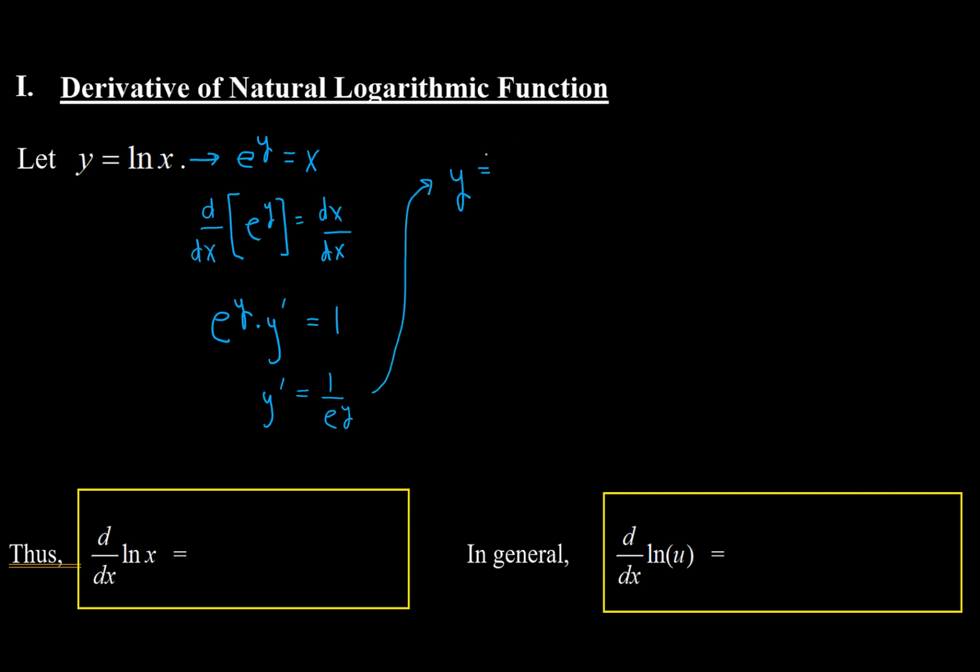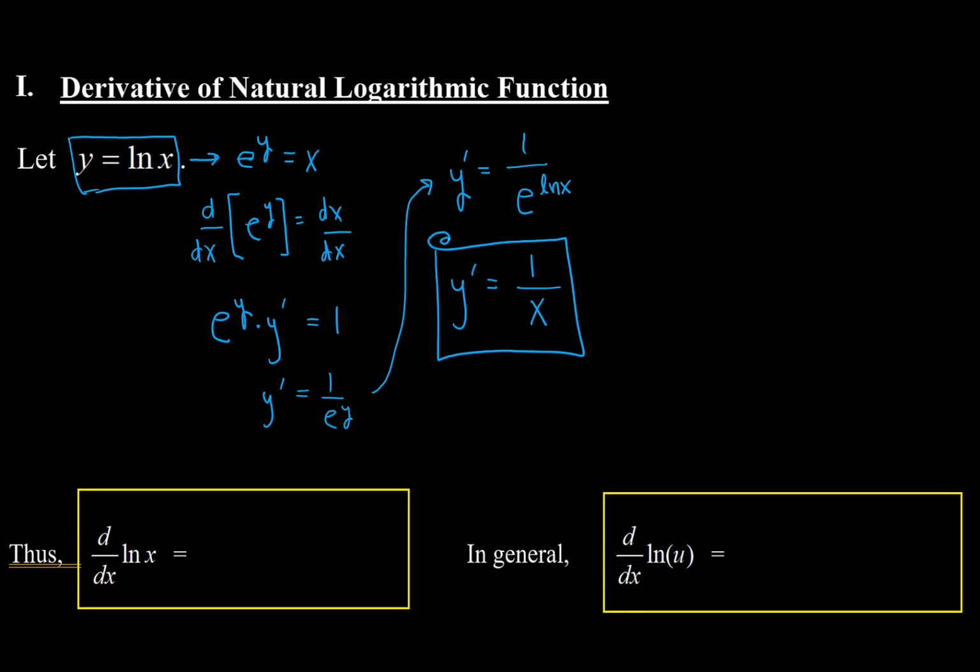If I substitute my y value back in, and remember that y is equal to the natural log of x, then I get 1 over e to the natural log of x. Well, we know that those cancel each other, the e to the power of natural log of x, and the x just drops down. So y prime is going to be 1 over x.